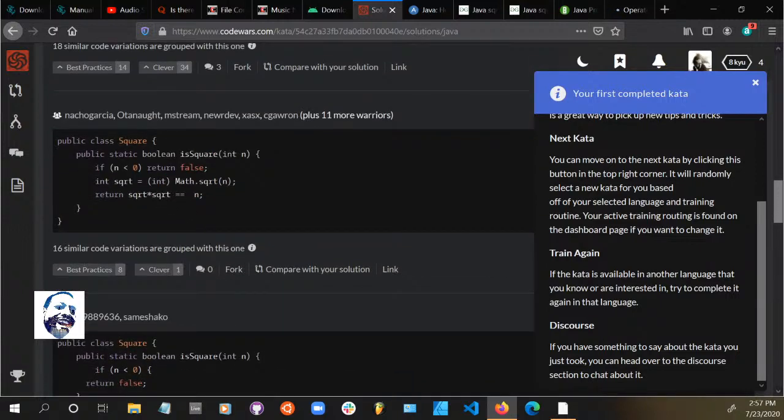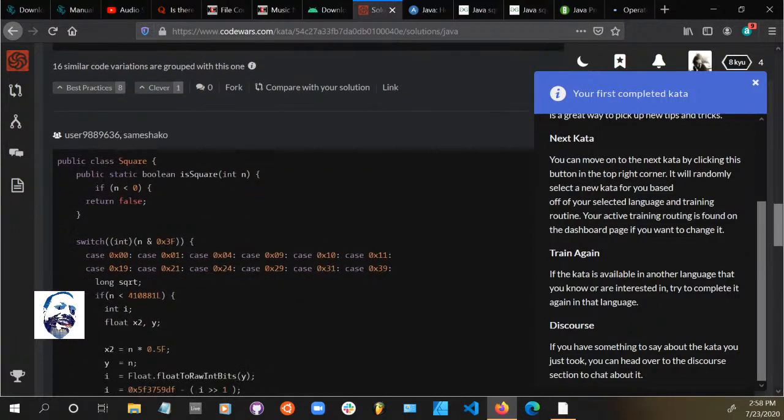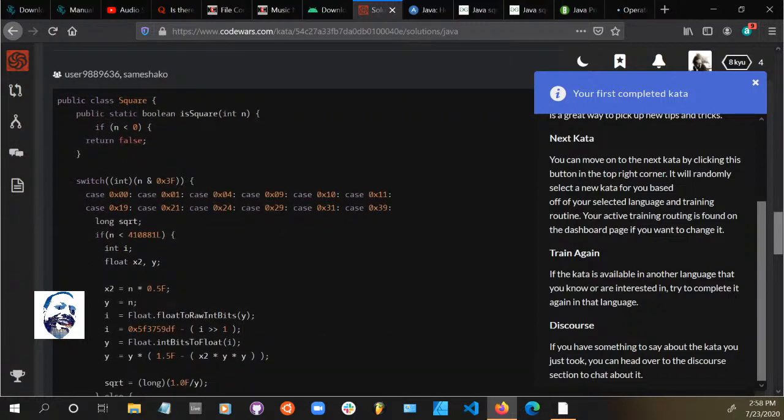Okay. It says if n is less than 0, return false. Integer square root, integer math dot square n, return square root times square root equals n. Yeah, he did extra stuff. If n is less than 0, return false. Integer square root equals integer math dot square root n, and then return n. Then you got this dude right here. If n is less than 0, return false. Switch. He writes a switch.